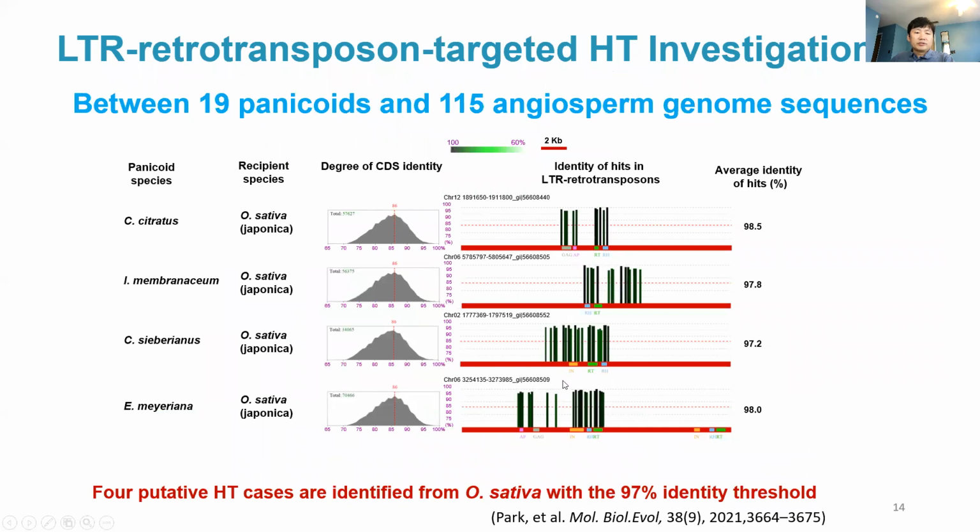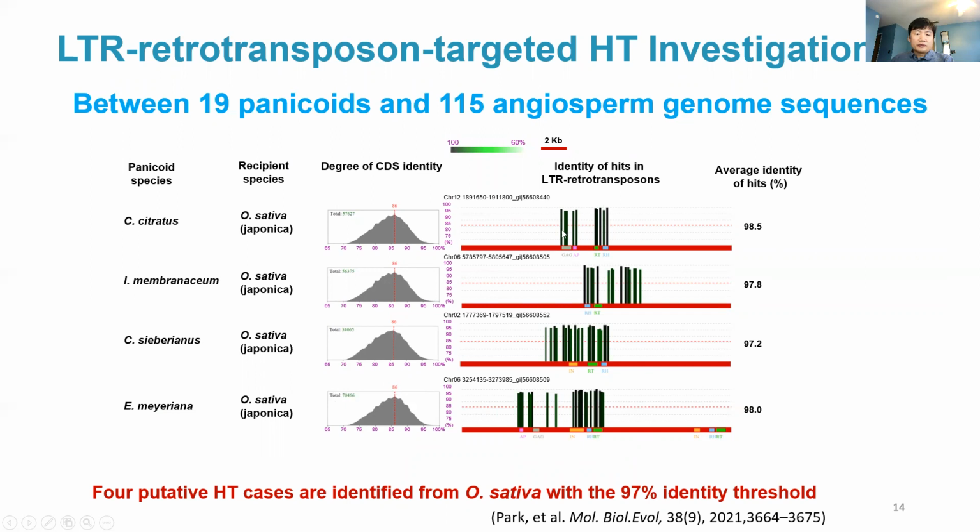And this shows the result of LTR-retrotransposon targeted horizontal transfer investigation. I could identify a total of 4 horizontal transfer cases between 4 panicoids and Oryza sativa. The species distance between the panicoid and Oryza was estimated by identity histogram of orthologous CDS, and the peak appeared at 86%.